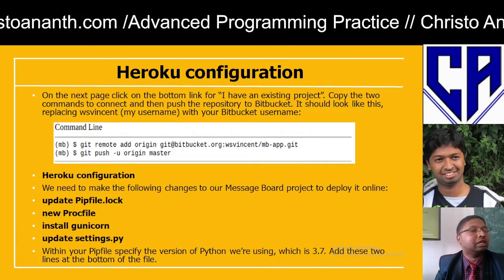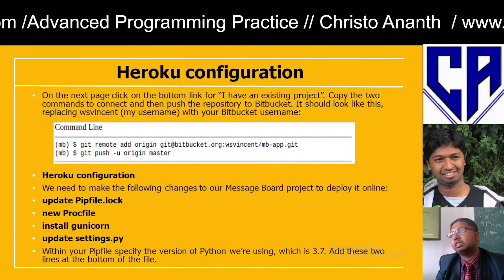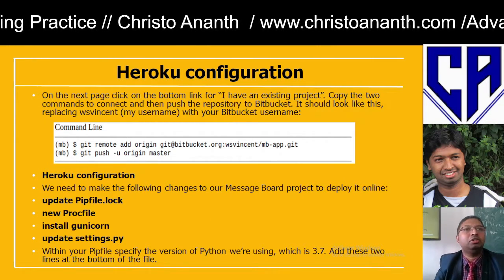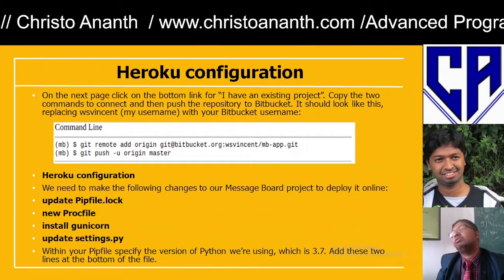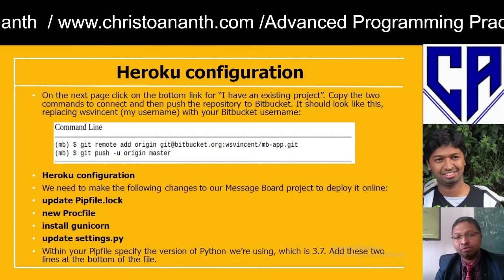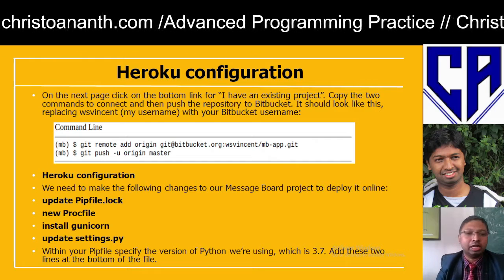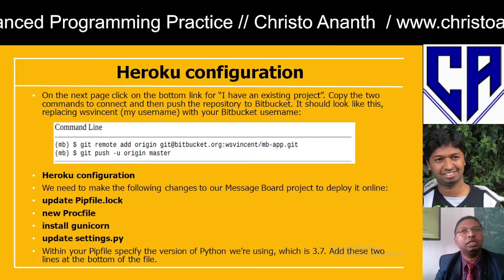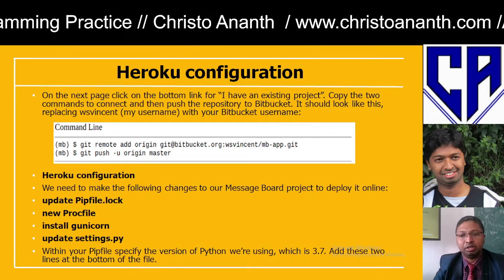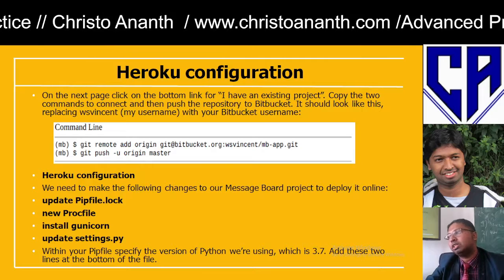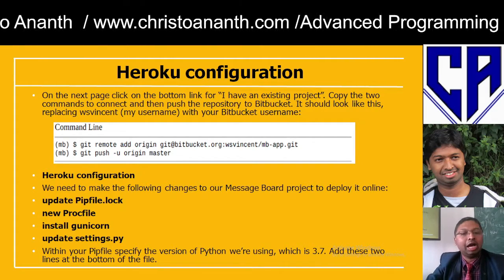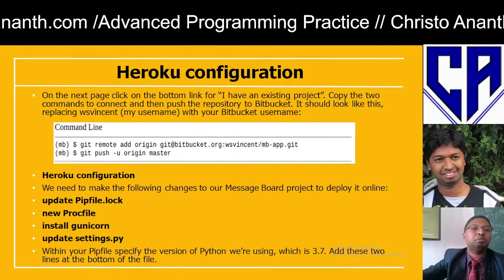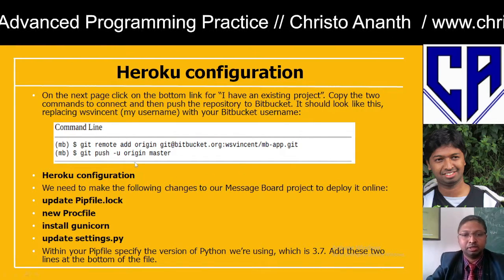Just like updating the installed apps, we have to make some changes in order to make the successful configuration of Heroku. So what you do, you go with update Pipfile.lock and then a new Procfile, and then install gunicorn, and then you go with runserver. So update settings.py. Whichever version you are using, 2.7 or maybe 3.7, you can add these two command lines, $ git remote add origin and then $ git push origin master. You are going to add them.